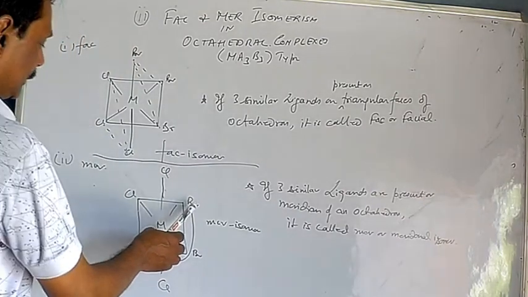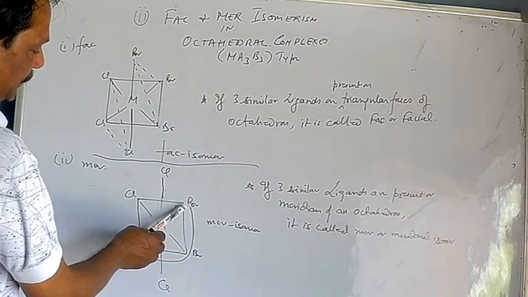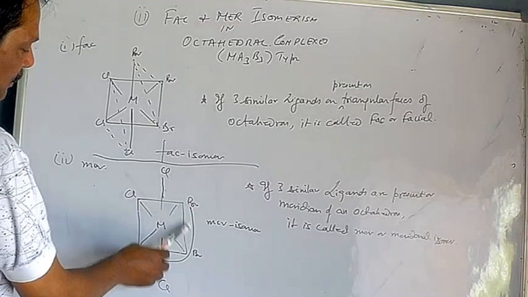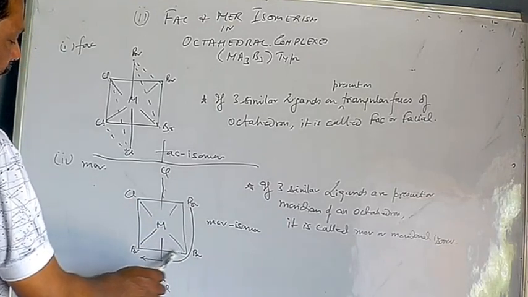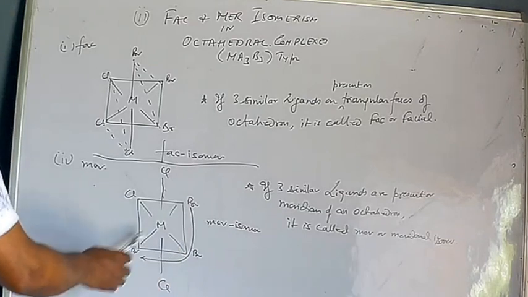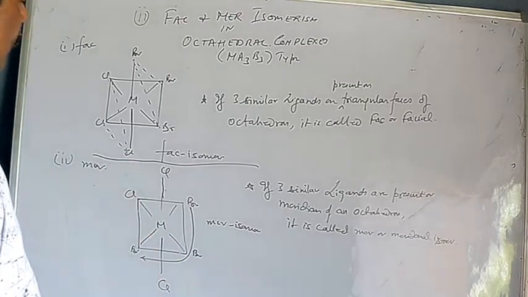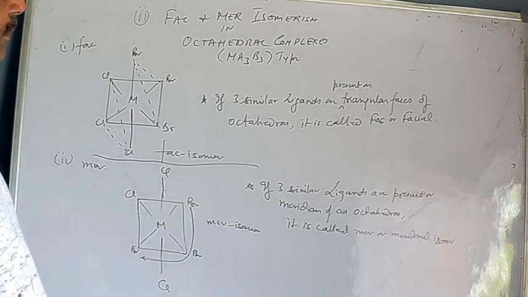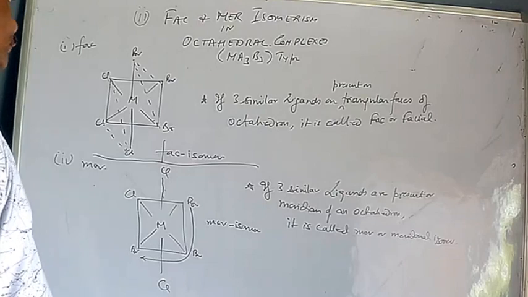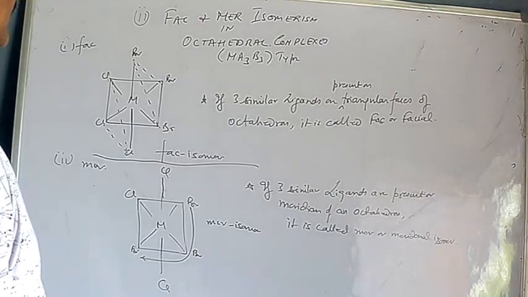So class, you see here, 3 Br are occupying the meridian, see, 1 Br, 2 Br, 3 Br, and they are just enjoying the meridian position, therefore they are called meridional isomers. On triangular faces, facial isomers. On meridian, they are called meridional isomers. So class, that was your second topic of stereoisomerism, that was FAC and MER.